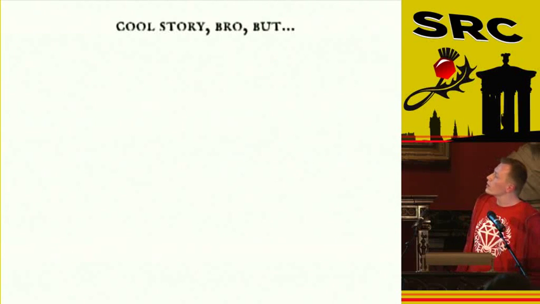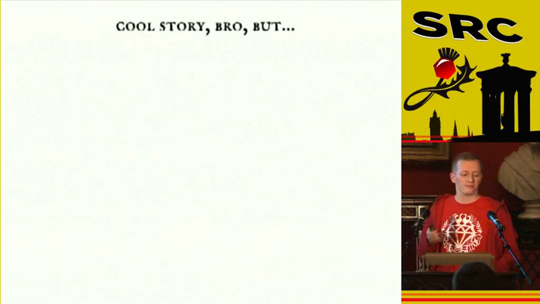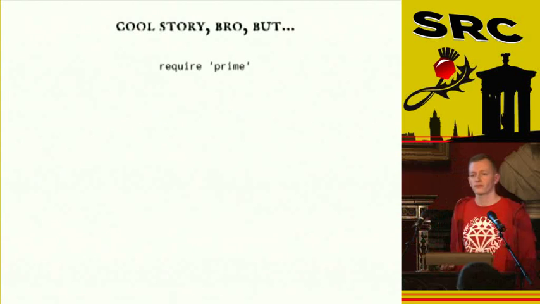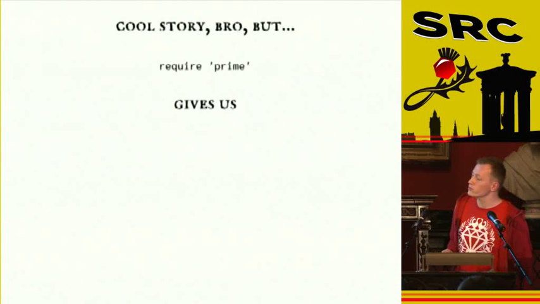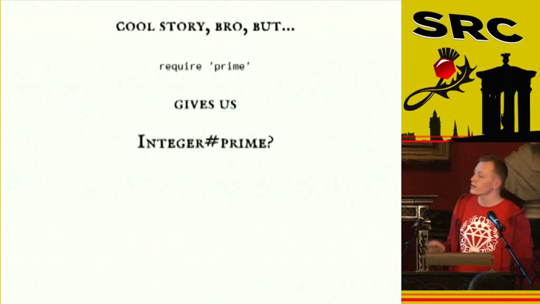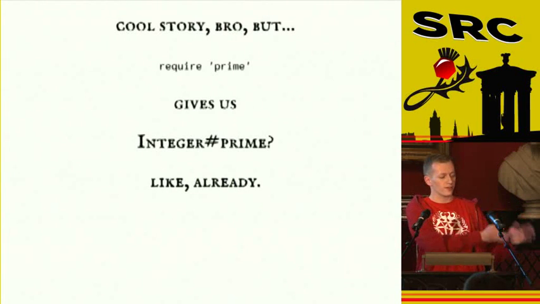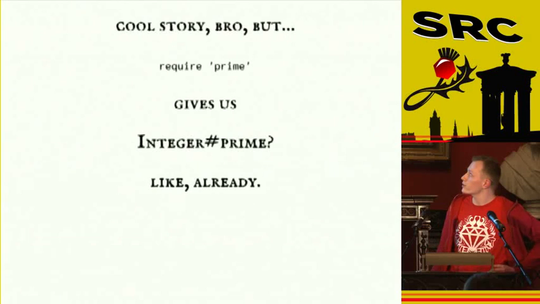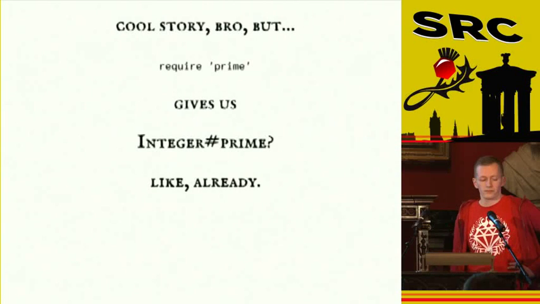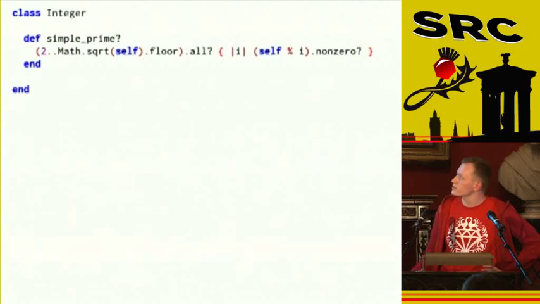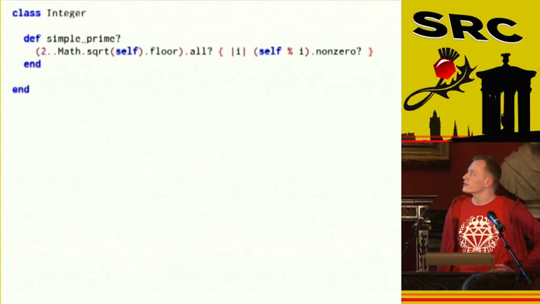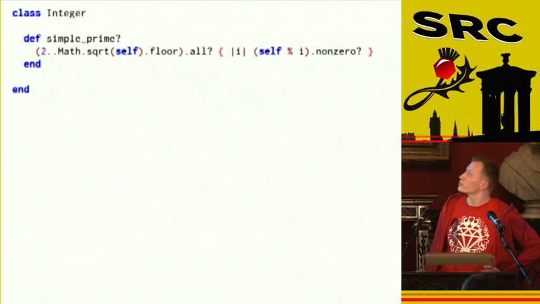Well, you could be saying, again, very interesting talk, very interesting history, but if you do a require prime in Ruby, you can get Integer prime already. It's all there in the standard library. That was my recollection as well, but just for this very simple example, I tried to benchmark it.